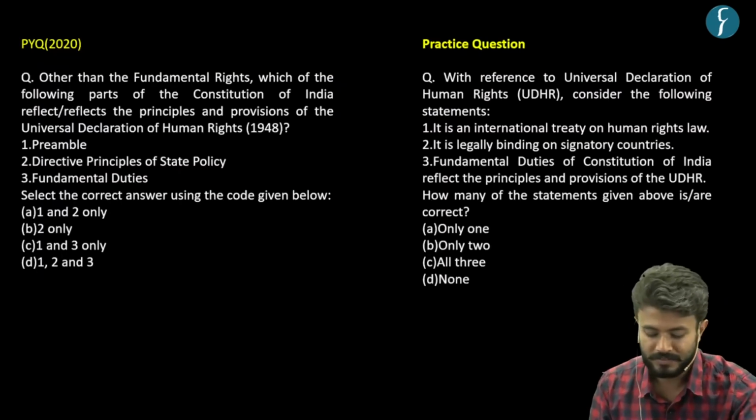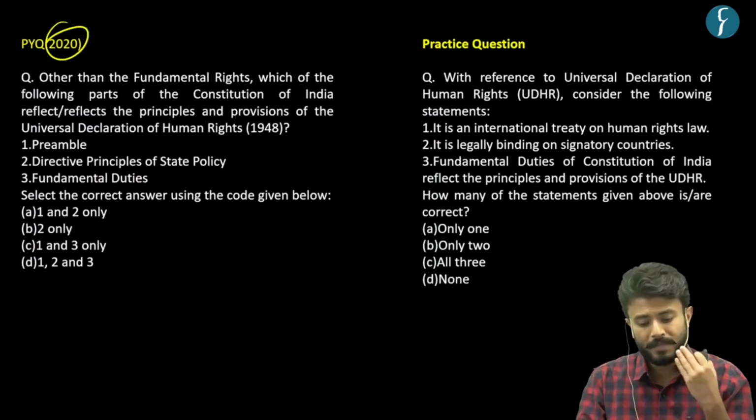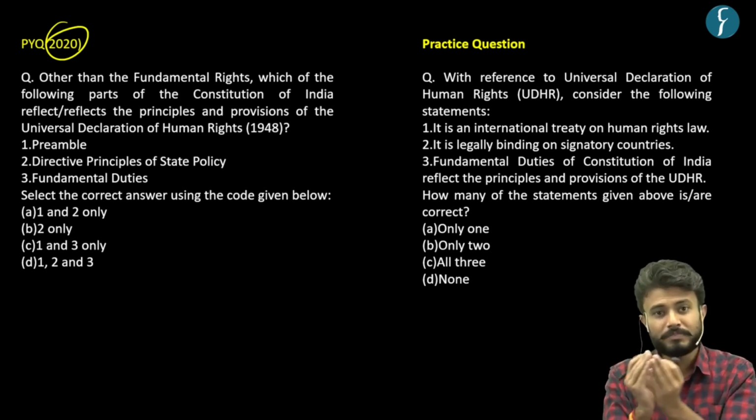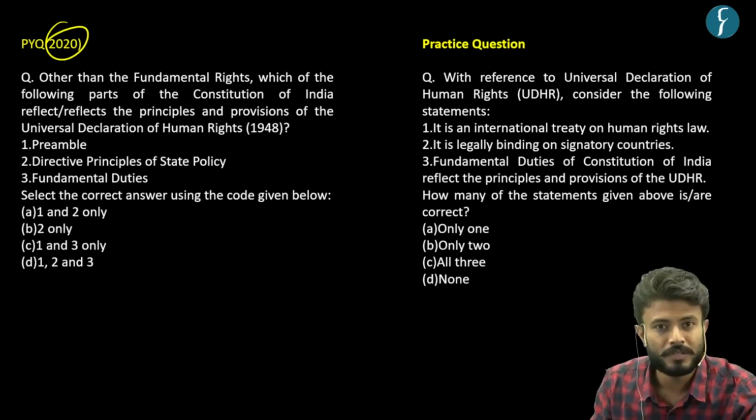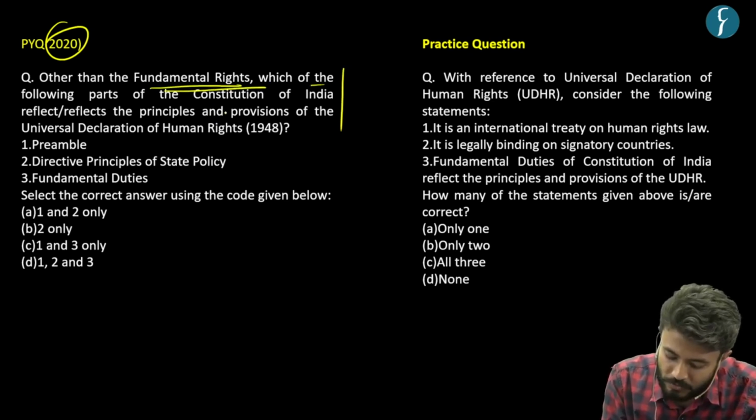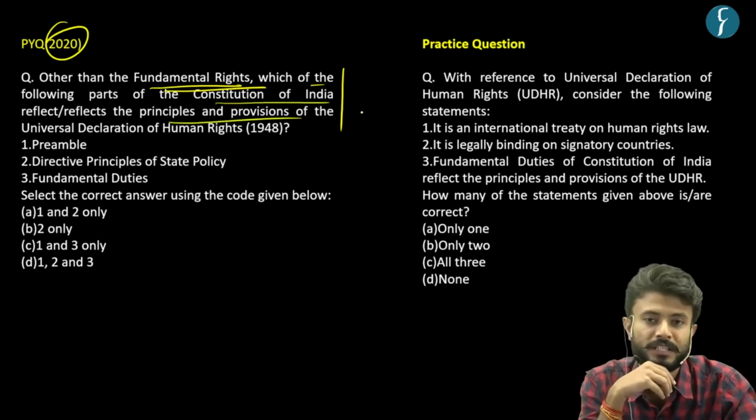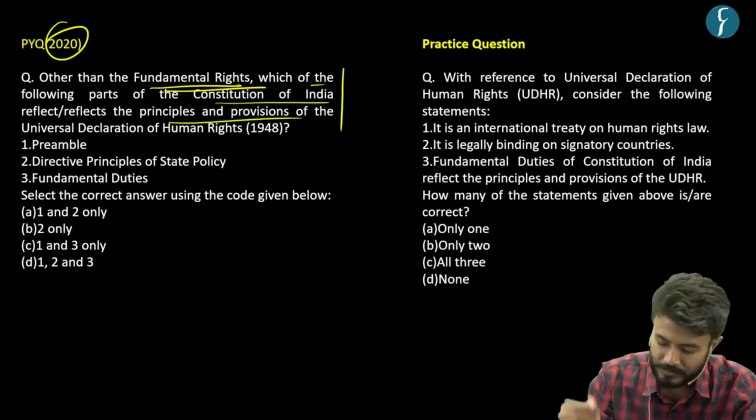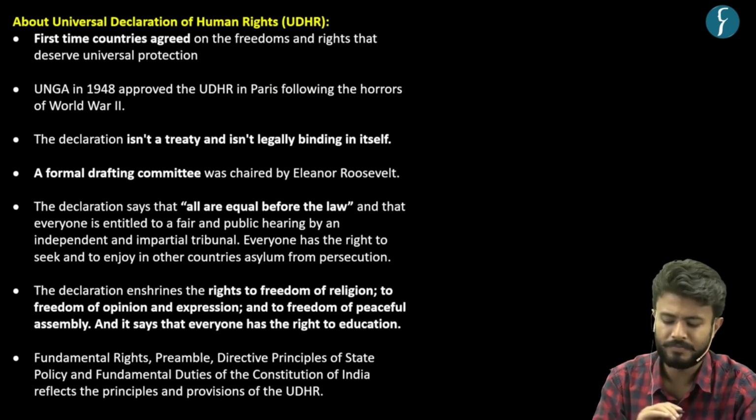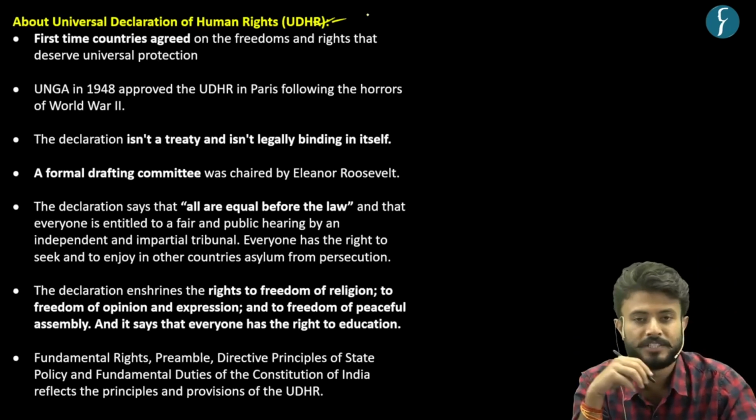If you go by the previous year questions, in 2020 again, the question was asked basically on the theme to link the Indian constitutional principles and the principles of the Universal Declaration of Human Rights. If you see this question, it was: other than the fundamental rights, which of the following parts of the Constitution of India reflects the principles or the provisions of this Universal Declaration of Human Rights, right? Similarly, we have framed the practice question here also, but let us have a brief overlook of the important facts related to the UDHR.